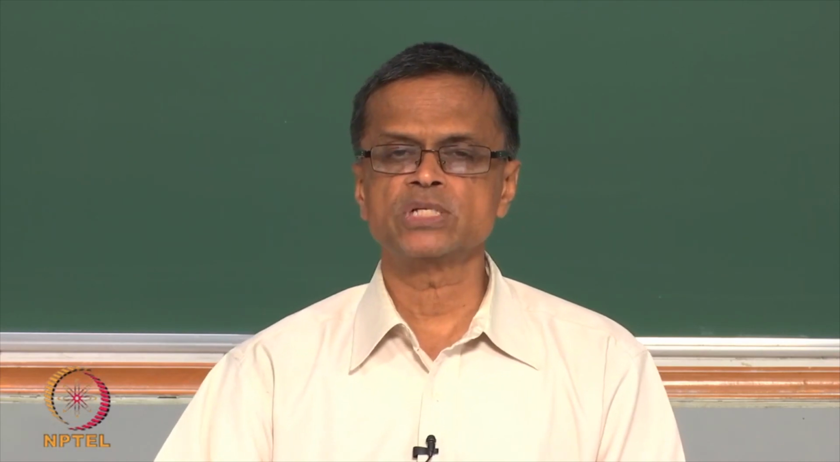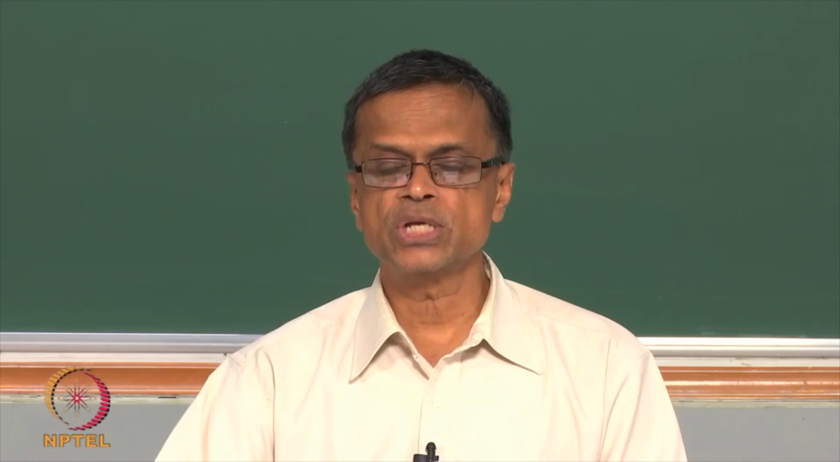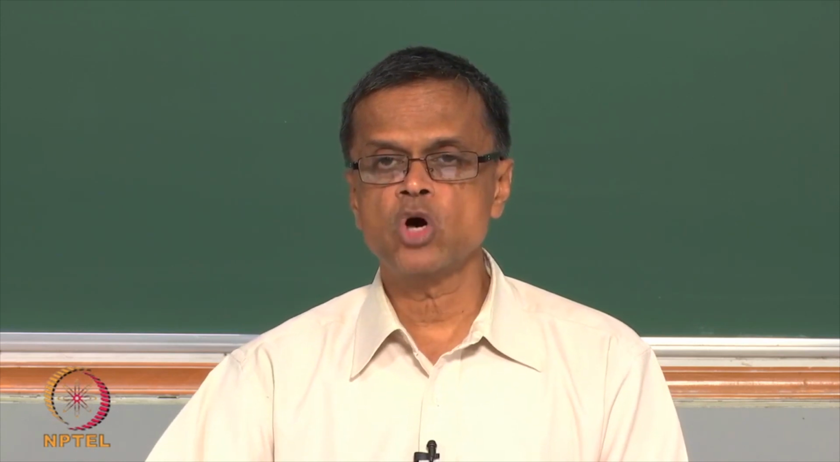Achieve robust performance. Ultimately, we want the, say, bioreactor to be robust. It should not go out of control for small changes in your X's. If the temperature changes by 1 degree, we do not want a very large change in my product amount and quality. That is called a robust design. It is how the process is able to absorb small changes in your inputs.